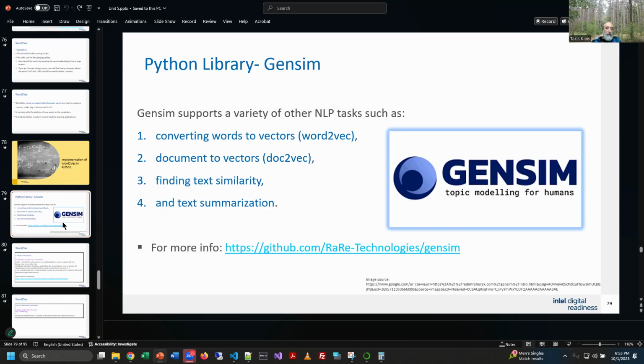All right. So working with Python, we have this library called GenSim, right? And these are some of the tasks that it performs. It converts words to vectors, which is the algorithm we were just talking about. We can convert documents to vectors. It finds the similarity in text, and it can also summarize text. And they have a GitHub link here. I don't know if that's a functional app. You can go explore that on your own.